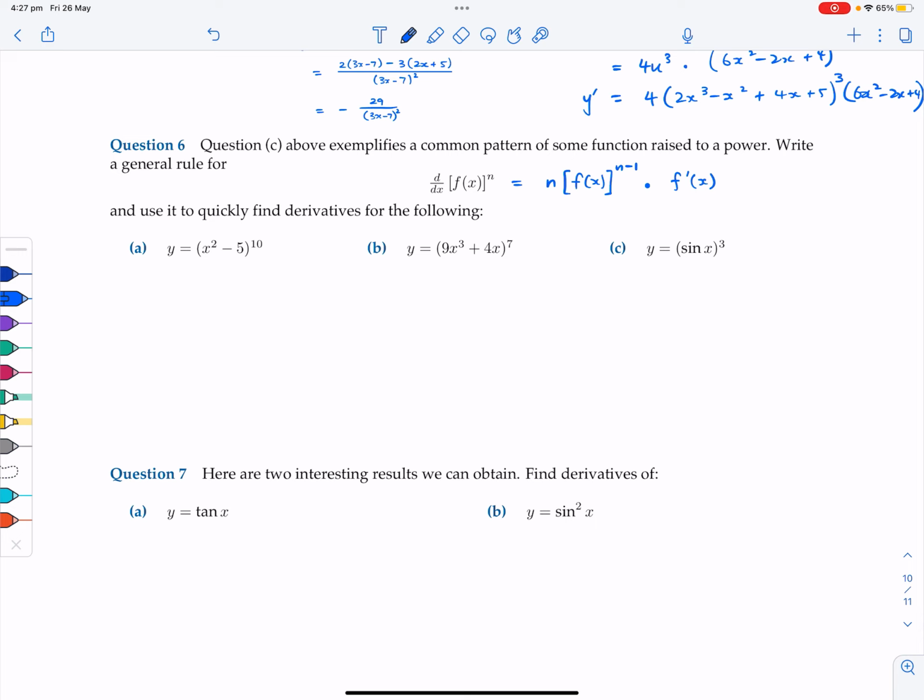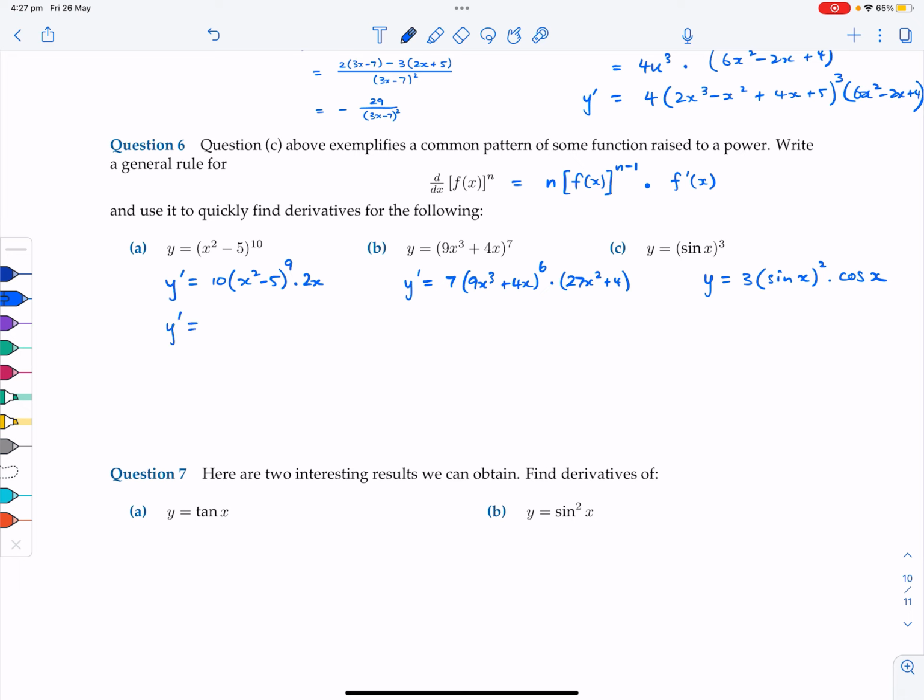So I'm going to smash these in like half a minute. Let's see. I get y dash equals 10 lots of (x squared minus 5) to the power of 9 times 2x, the derivative of the inside. And then I get here y dash equals 7 lots of (9x cubed plus 4x) to the power of 6 times the derivative of the inside, which is 27x squared plus 4. And then here I get y dash equals 3 times (sine x) all squared, then times the derivative of the inside. Okay, there, done.